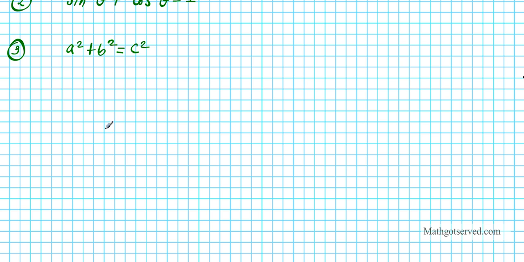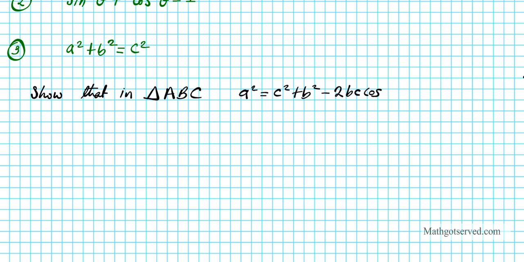Okay? Alright, so let's write down the task. We're just going to be showing one variation of the law of cosines. So the task is to show that in triangle ABC, a squared equals c squared plus b squared minus 2bc cosine A.